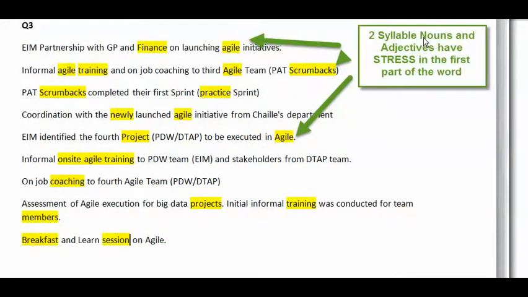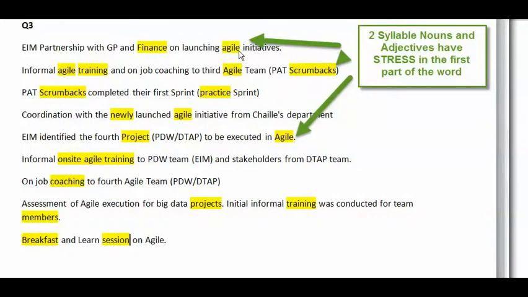Now here in this case, we have a situation where we need to put word stress in these words. Here I've highlighted the two-syllable nouns and adjectives, and the rule for that in English is that when you have a noun or adjective that has two syllables, most of the time the stress is in the first part of the word. For instance, finance, as we see here.